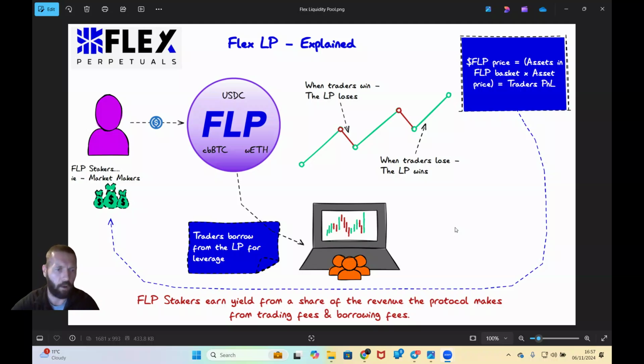We're going to be focusing on the FLP token and the FLP pool, which is the market-making liquidity pool in Flex Perpetuals. We'll have a look at how it works, and I'll also go into a little bit more detail on the FLP surge event, which is going to be happening prior to our platform launch.